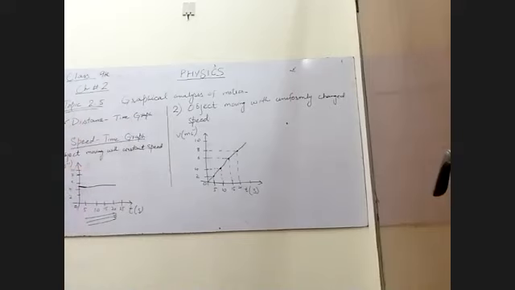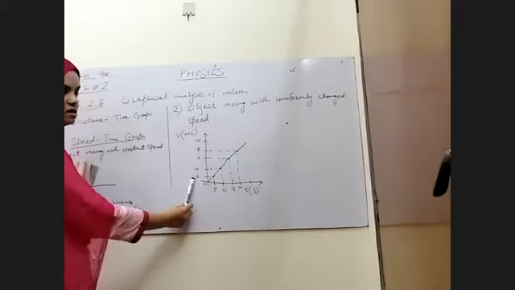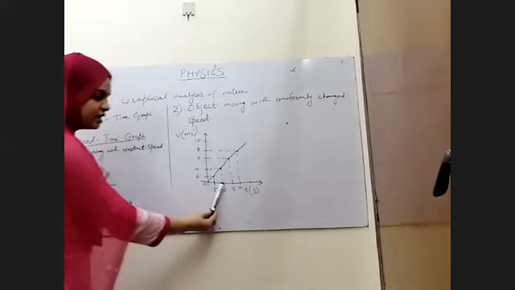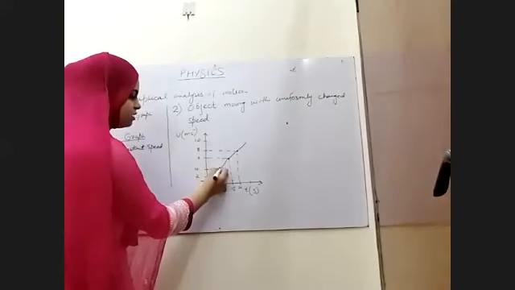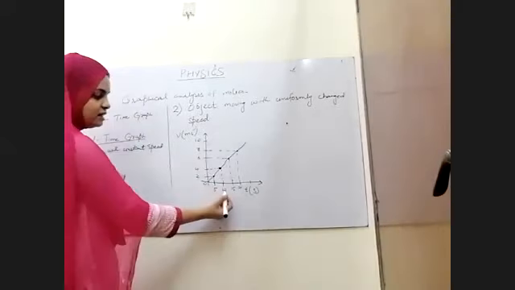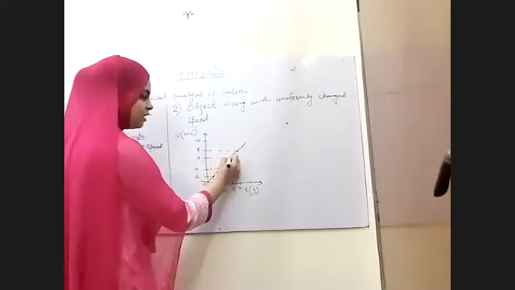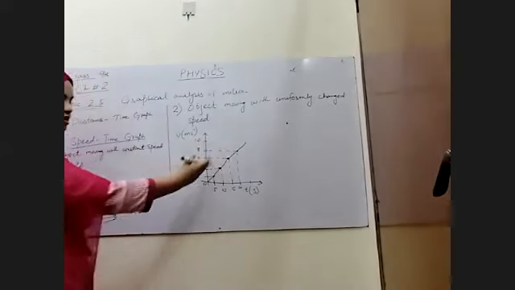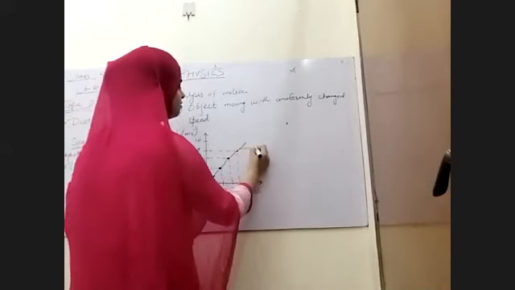And then the second case, object moving with uniformly changed speed. Uniformly changed means it is changing in equal intervals. For example, in the first 5 seconds, the car speed is 2 meters per second. And then in the next 5 seconds, the speed of the car is again 2 meters per second. So here I have plotted the points. Then after 10 seconds, in the next 5 seconds, the speed is again 2 meters per second, so I plot a point here. When we join these points, we observe a straight line. We have a slope, and this slope gives us the acceleration.